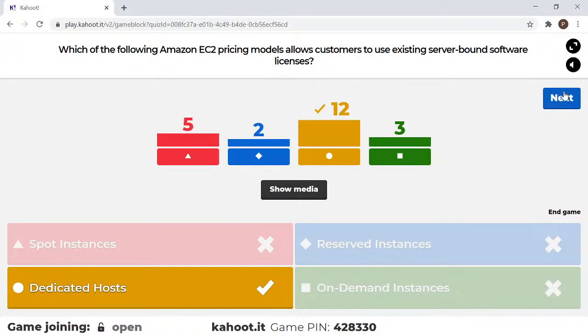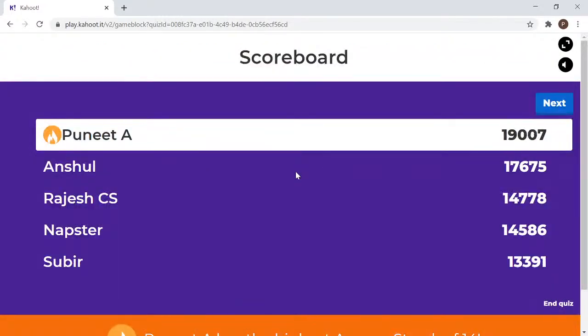So moving on to the scoreboard, Puneet A is on fire. Let's move on to the next question.